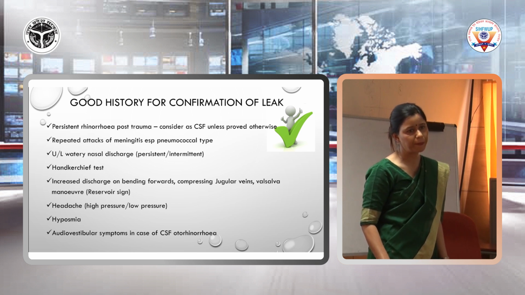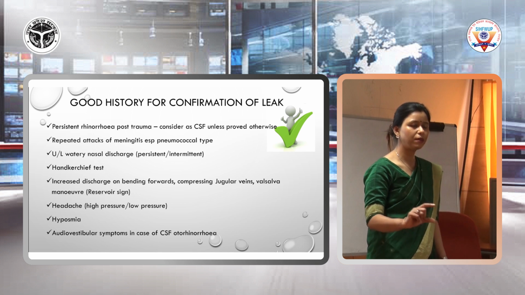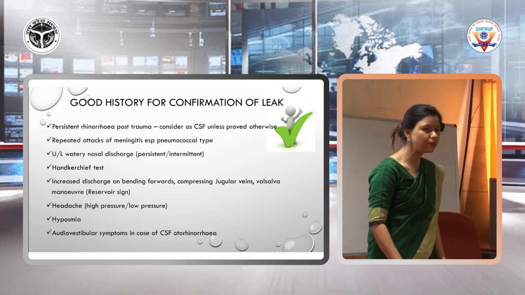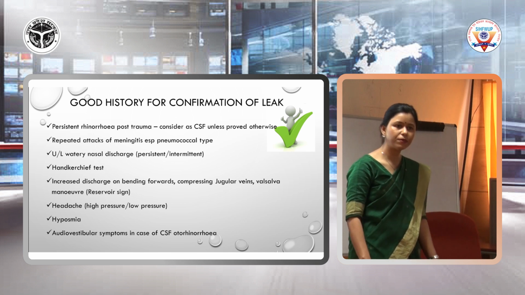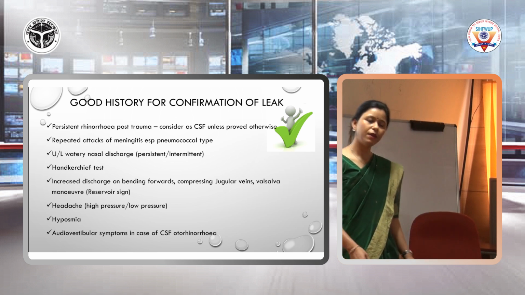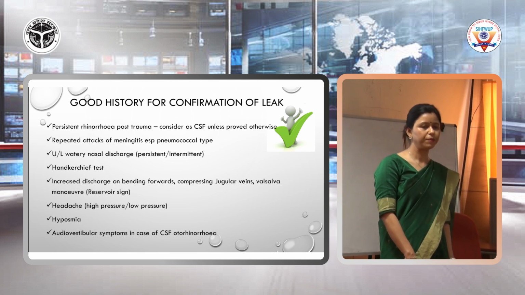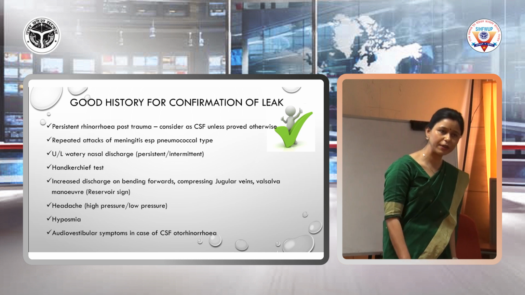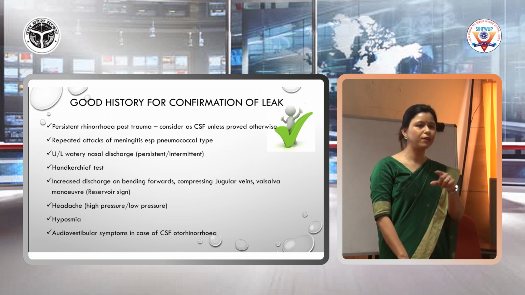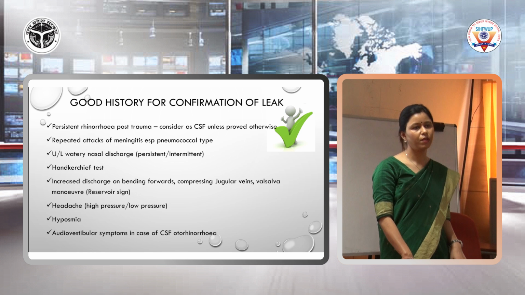Do we have CSF analysis in UP? No, CSF analysis you can get done simply. You can just look for proteins, sugar, the cells. That can be done everywhere. Only beta 2 transferrin is not there. Beta 2 transferrin is not there.